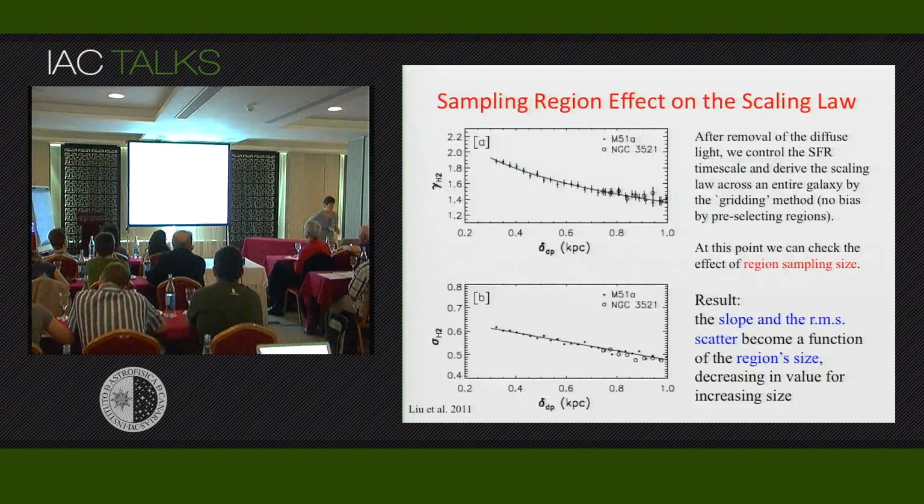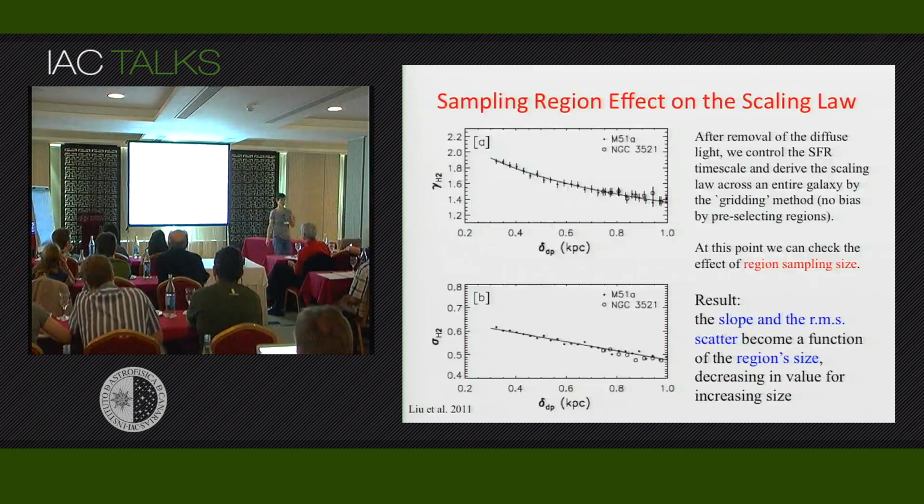Well, the top plots show, for both M51 and NGC 3521, the two galaxies I was showing earlier, that as you increase the scale on which you are making the measurement and you measure the slope, you get a decreasing function as you increase the scale. The same is true if you correlate the scatter in your relation with the scale you're measuring.